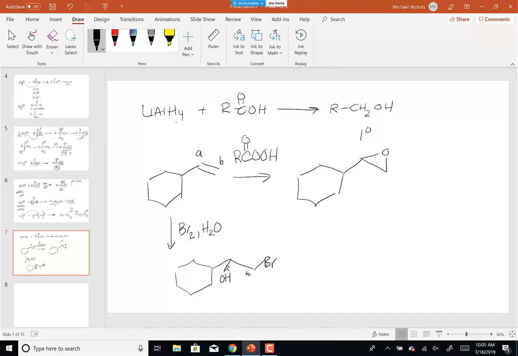Actually, I don't like that. So I'm going to write it trans a little bit better. I'm going to write the OH here and the Br there. Okay. So I'm adding a Br, OH, Markovnikov, 100% trans. Now, since this is an acyclic system, it's hard to show the trans because I have free rotation.